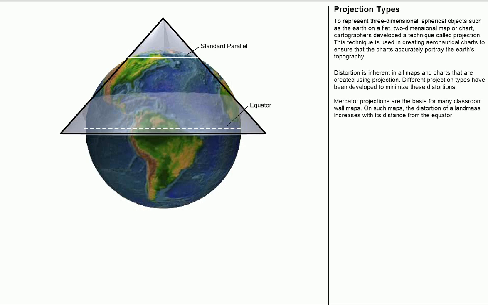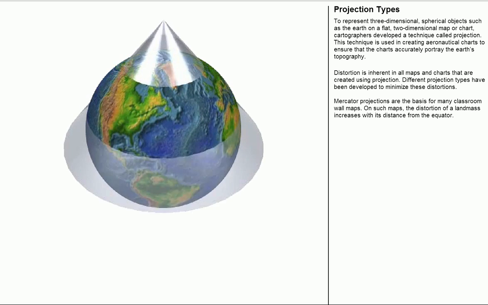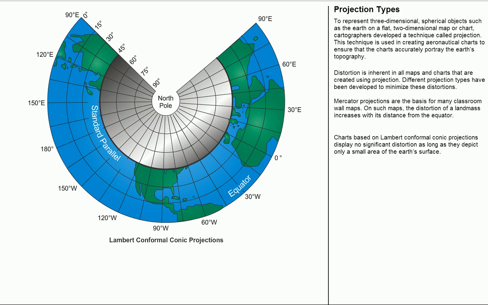Lambert conformal conic projections are derived from mathematical formulas that give them the property of conformality, as though they were based on a cone that intersects the Earth's sphere. Charts based on Lambert conformal conic projections do not display significant distortion as long as they depict only a small area of the Earth's surface.